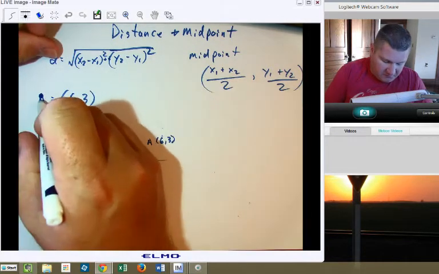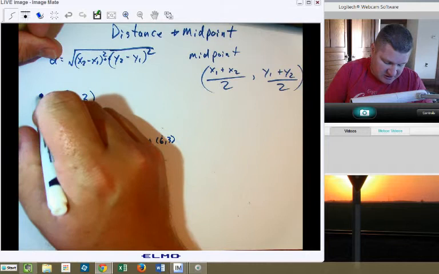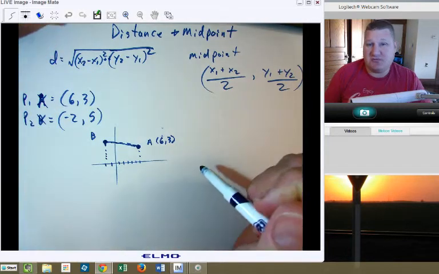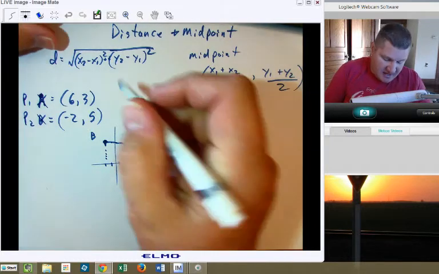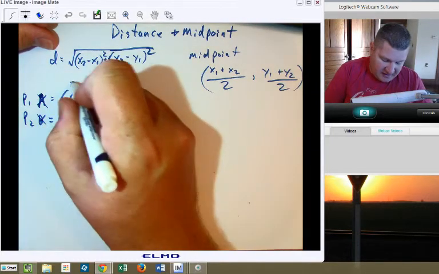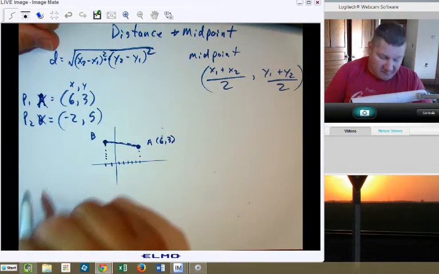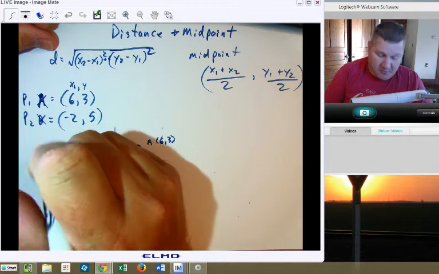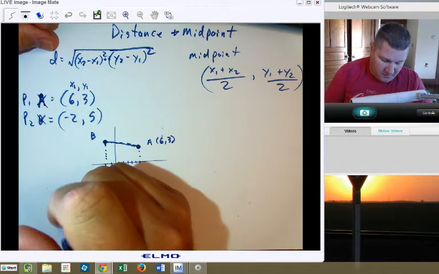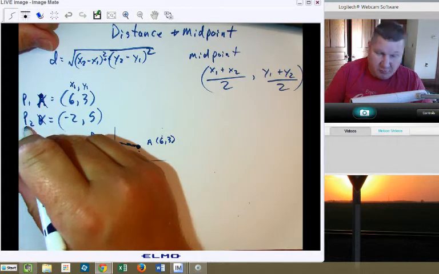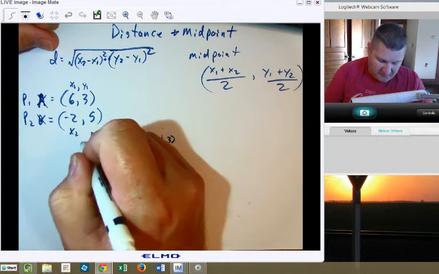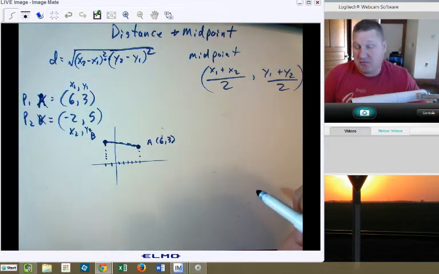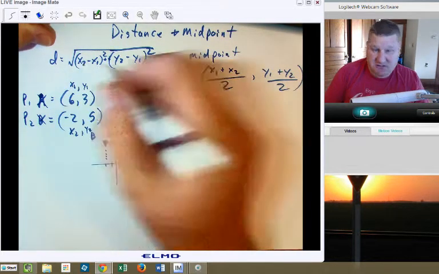And of course, since it's point A and point B, maybe we can change their names. Let's call it point 1 and point 2. Now, the reason we call it point 1 and point 2 is because every point has both an x part and a y part. So if this is point 1, this is the x part from point 1, and this is the y part from point 1. Whereas down here, since it's point 2, the x part from point 2 and the y part from point 2. Using that type of notation allows us to use the traditional distance formula.